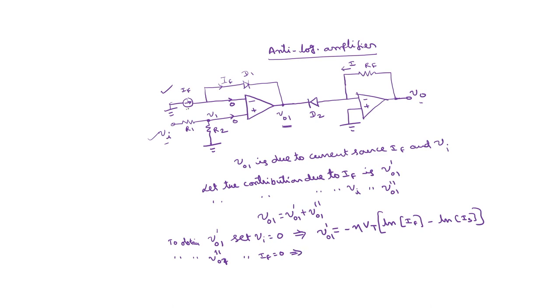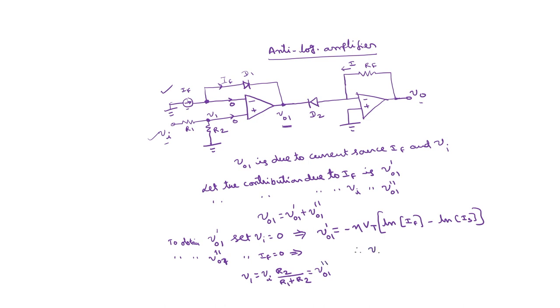Implies what happens if this IF is 0, so this also will be 0. As a result of that, if 0 current flows through the diode, this voltage is V1, this is also V1. Positive voltage is applied to this diode, so this will act as a short circuit, thereby this V1 will be the output V01 double dash. So what is V1? V1 is voltage division of Vi, R2 by R1 plus R2, because the circuit will act as a voltage follower, this itself is V01 double dash.